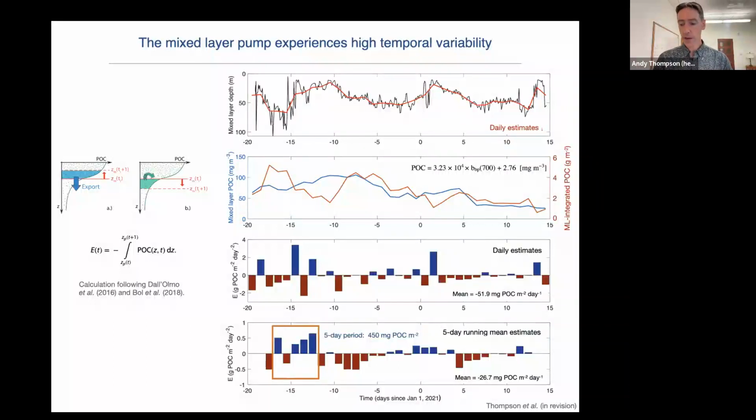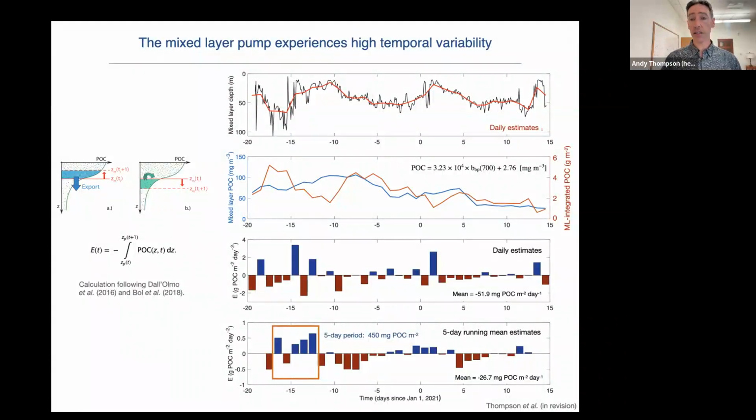Okay, so for the last couple of slides, I just want to show our estimate of the carbon export fluxes coming from the mixed layer pump and then coming from the eddy subduction pump. On the top panel, you have a time series, time on the x-axis, of the mixed layer depth coming from the glider. The glider is sampling 5 to 6 times per day, so you have very high resolution of mixed layer depth variability. That's the black curve, then the red curve are daily means.